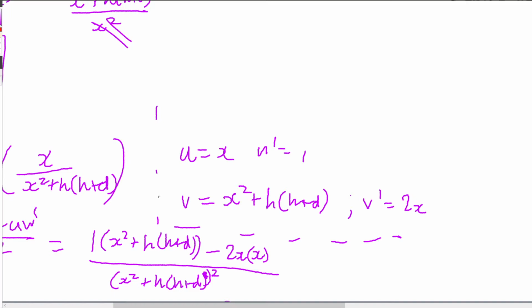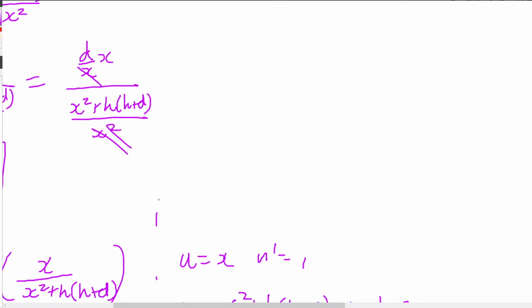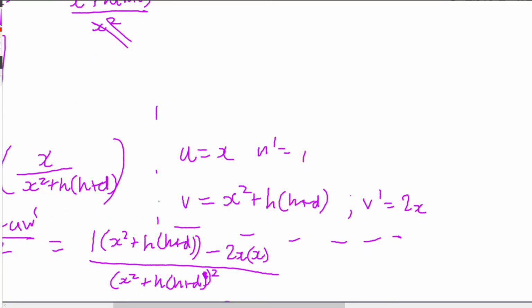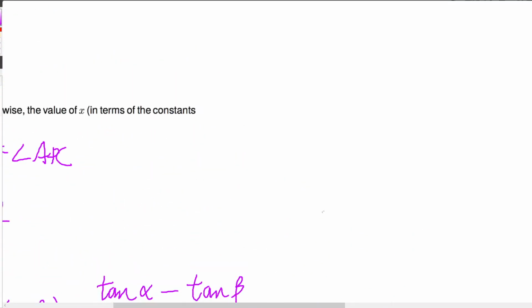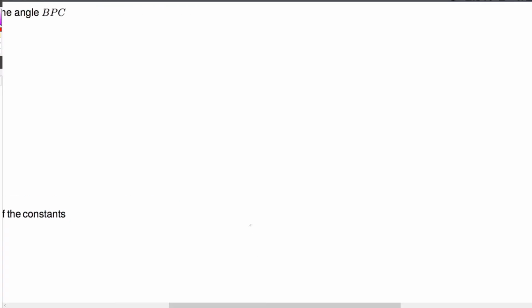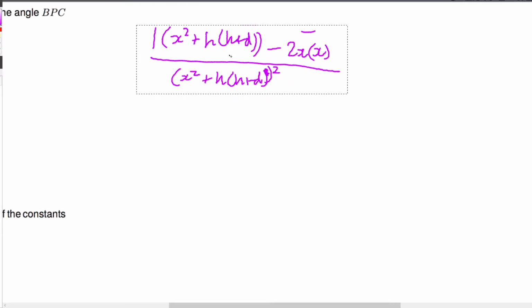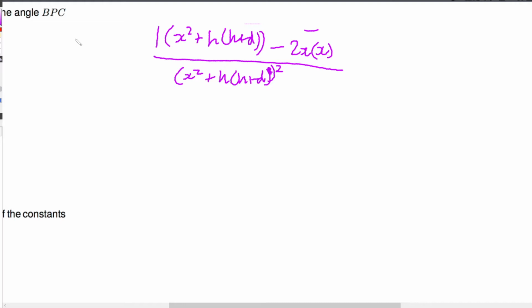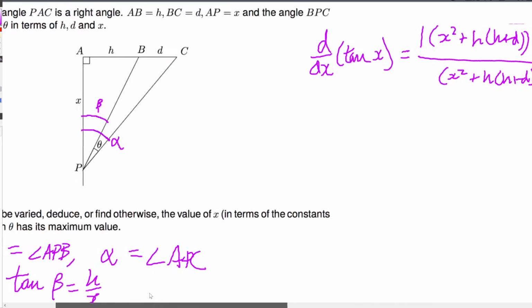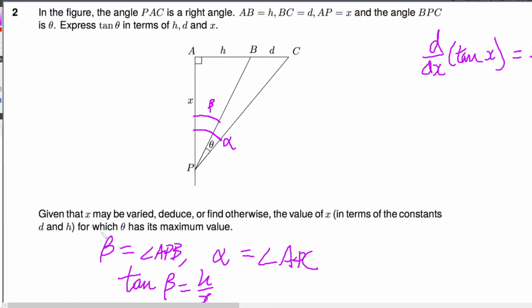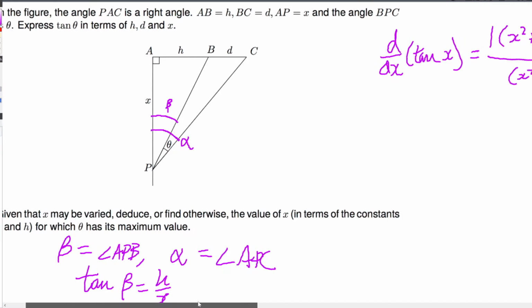in the values of x that we know could be taken, and that is, x could be anywhere from just above 0 to positive infinity. So if I just copy-paste that function there, we know that d by dx tan x is equal to this. I believe it is asking us to figure out the value of x for which theta has its maximum value.